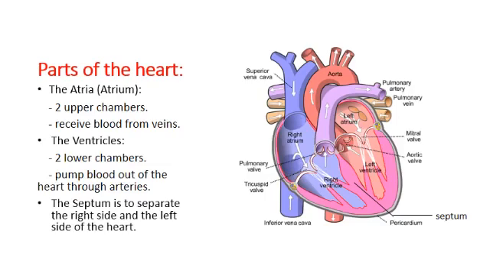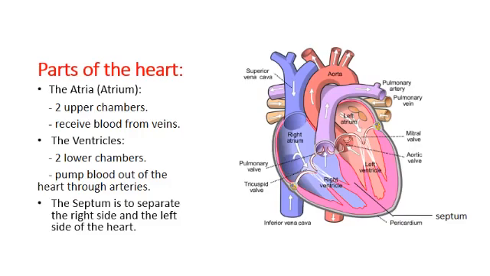Before we start talking about the parts of the heart, let's remember what is the aorta. The aorta is the largest artery. What is the vena cava? Vena cava is the largest vein. The upper part of the vena cava, as you observe here in this figure, is called superior vena cava. The lower part of the vena cava is called inferior vena cava.